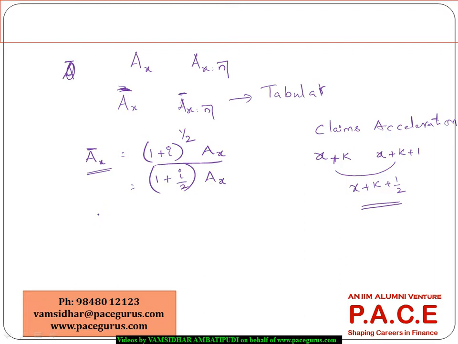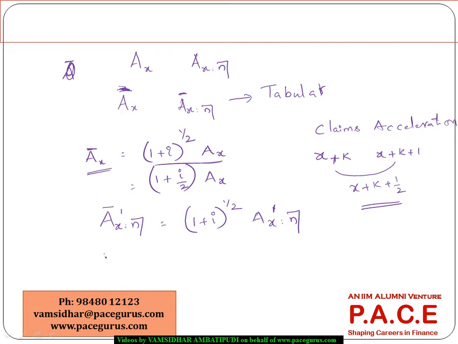So probably when we are using it even in the context of Ax:n bar, even there I will do the same, (1+i) to the power half times the typical Ax:n, assuming the payment is happening at the end of the period.